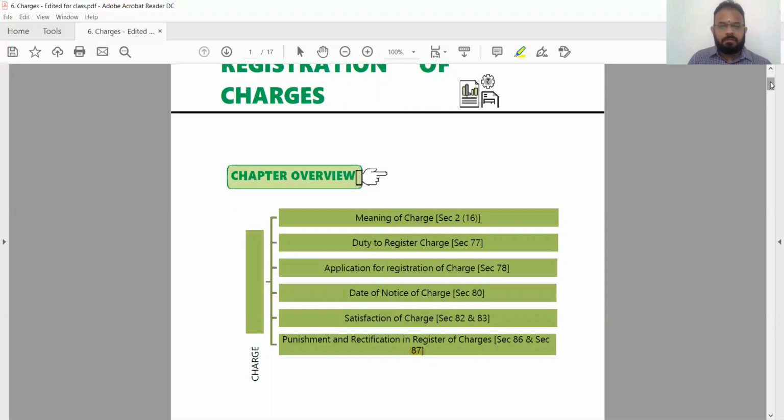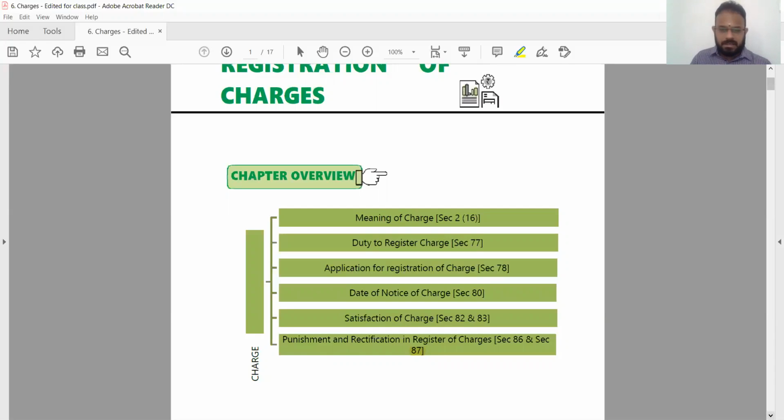Like how we have our encumbrance certificate for any property, like that you will have to see all the compliance provisions. For any non-compliance, what is the punishment? Can the central government rectify if there is anything relating to the register of charges? If you are able to cover all these things, then it becomes your charges and registration of charges. We say charges in a very easy way to remember your chapter number 6.